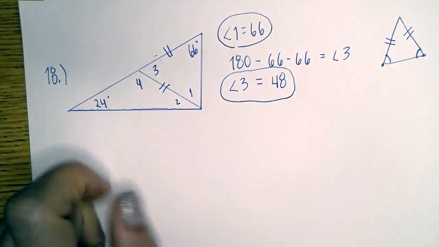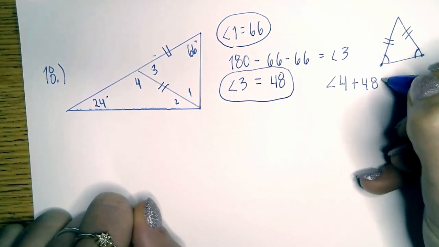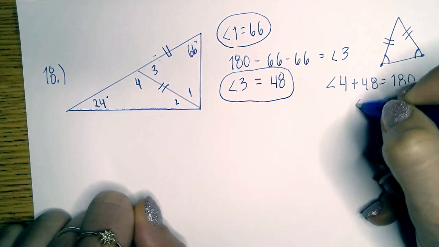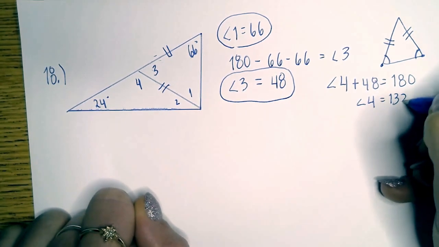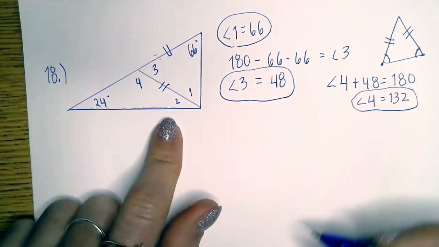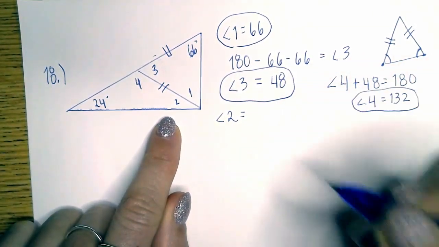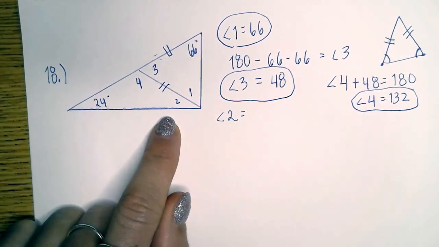Angle 4 I might get next. Alana, how do I get angle 4? From 180, good. And what do you get, Alana? 132. She subtracted correctly. Everyone believes her? Last but not least, we have angle 2. Lindsay, what do I get for angle 2? Is it 24 for sure?